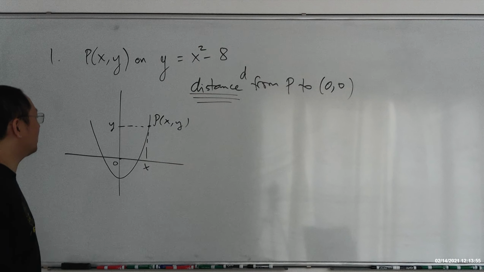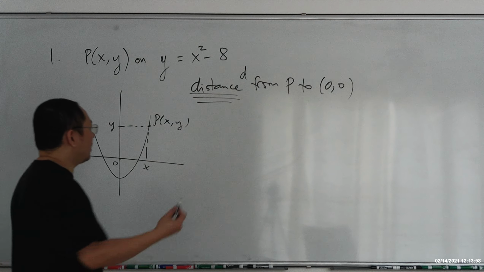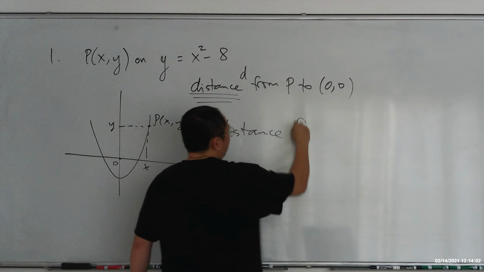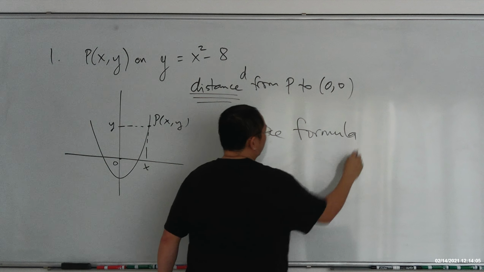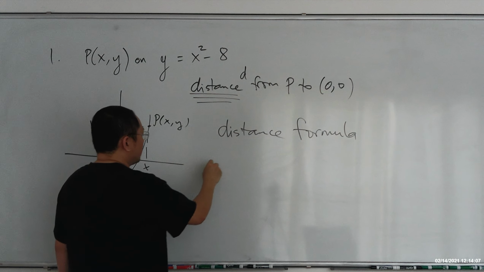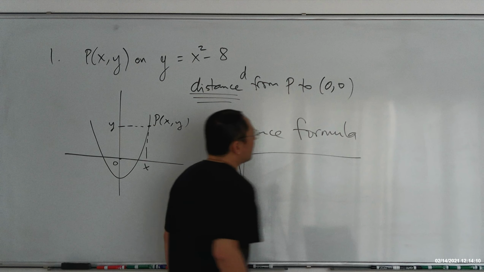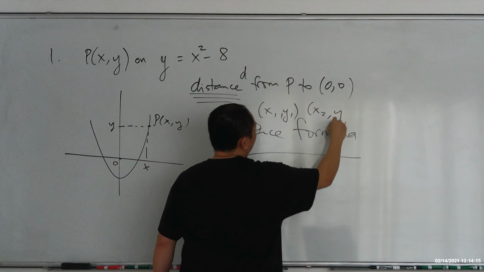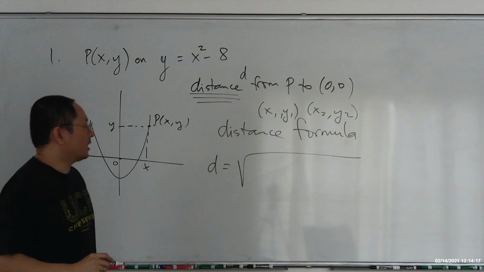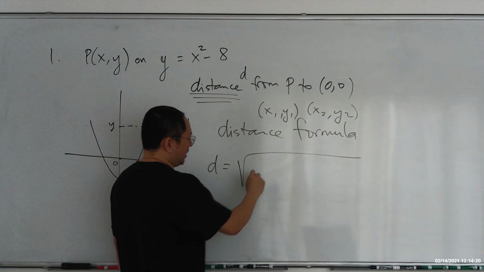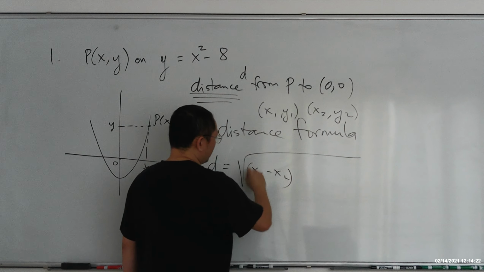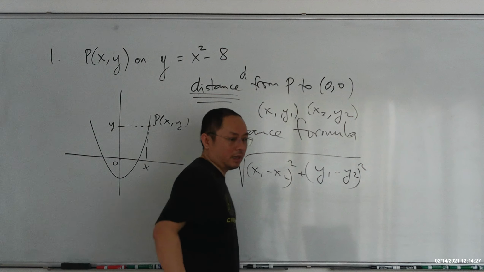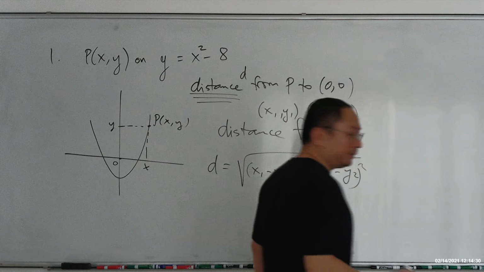So you ask yourself, how do I find the distance? Is there any formula that involves distance? Recall that we learned a formula called the distance formula. I'm going to write down the formula again for you. Distance D can be calculated as follows. We have two points, say (x1, y1) and (x2, y2). The distance between the two points is the square root of (x1 minus x2) squared plus (y1 minus y2) squared. That was the formula that we have.